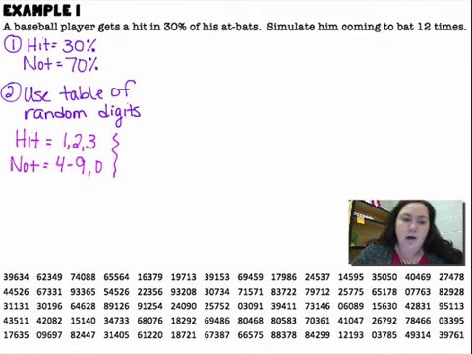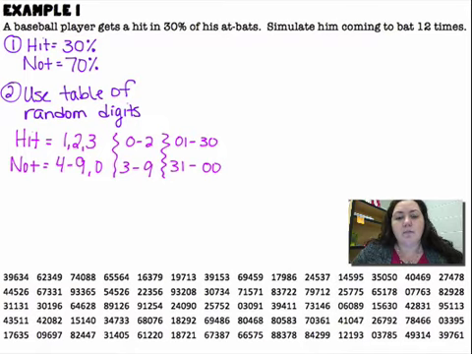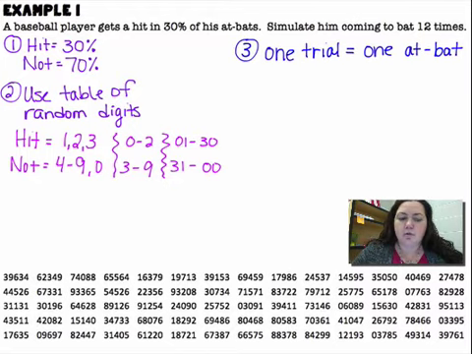Okay. I could do it differently. I could use different numbers instead. I could use the numbers 0 through 2 as hits, and then 3 through 9 as not hits. Or I could use the numbers 01 through 30 for hits, and 31 through 99 and 00 for not hits. Okay, so those are 3 different ways that I could use this table of random digits to assign the numbers. Normally you wouldn't pick all 3, you just pick the one that you're going to choose.